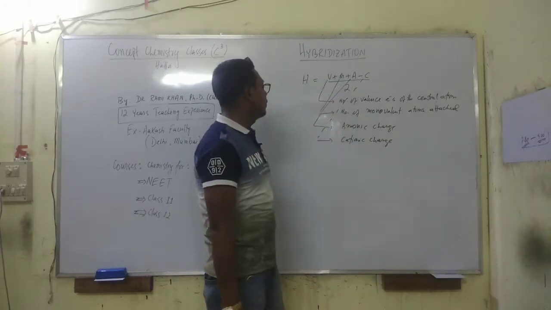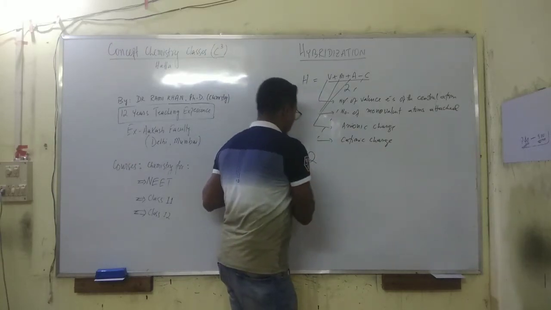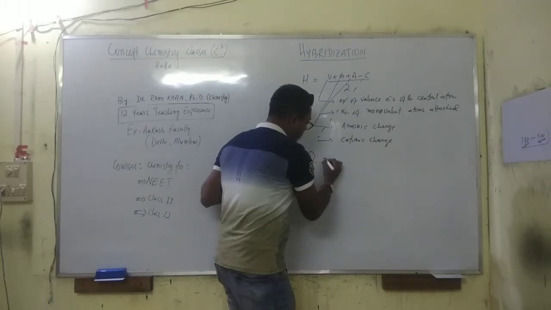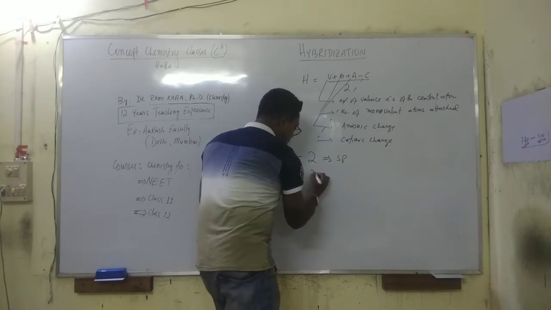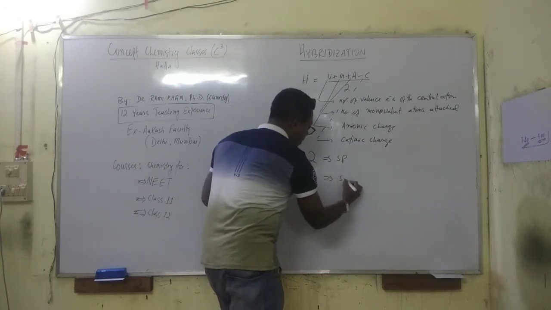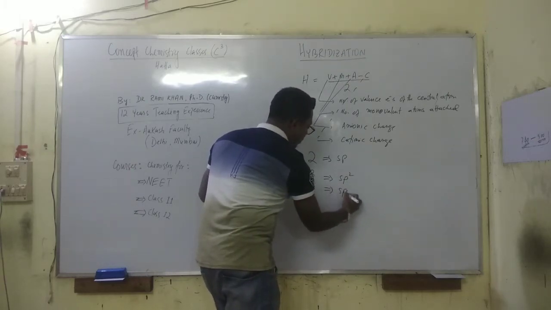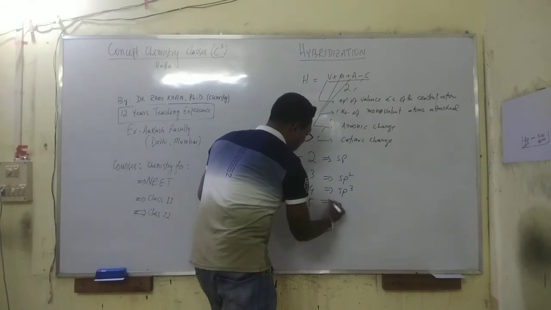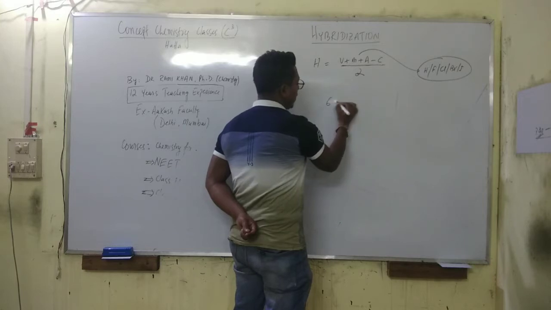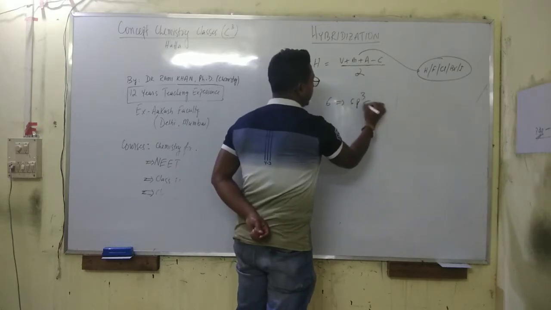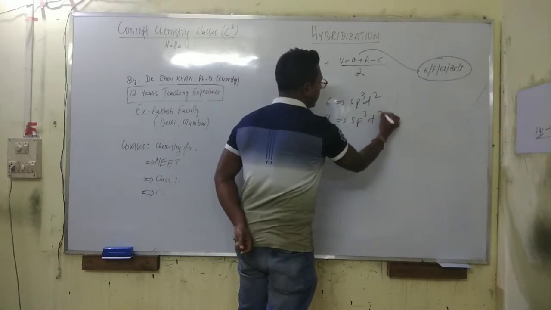So in this formula, if the value of H comes out to be 2, then the hybridization will be sp, and if its value is 3, then the hybridization is sp2. For 4, the hybridization is sp3. For 5, the hybridization is sp3d, for 6, the hybridization is sp3d2, and for 7, the hybridization is sp3d3.